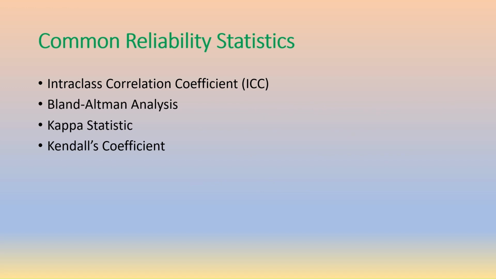Common reliability statistics: Intraclass Correlation Coefficient, Bland-Altman Analysis, Kappa Statistic, Kendall's Coefficient. Different reliability methods are used depending on the type of data. Continuous data often uses ICC and Bland-Altman, while categorical data use Kappa.